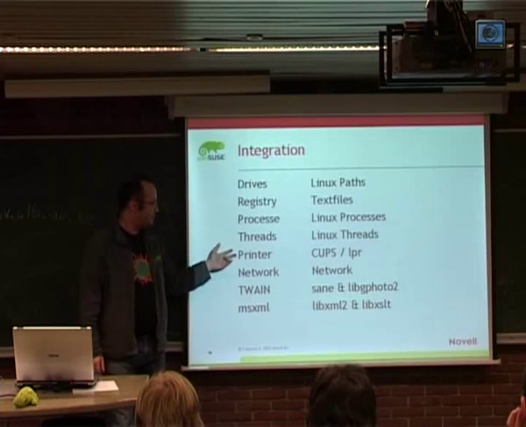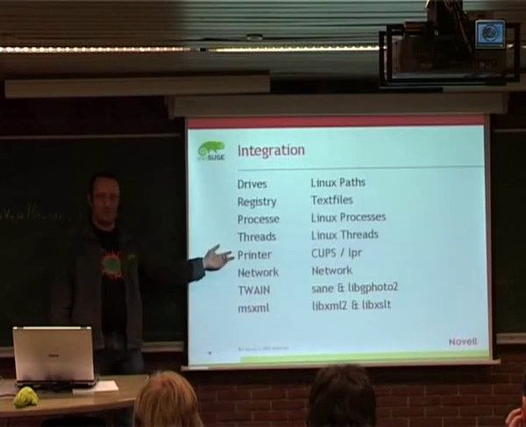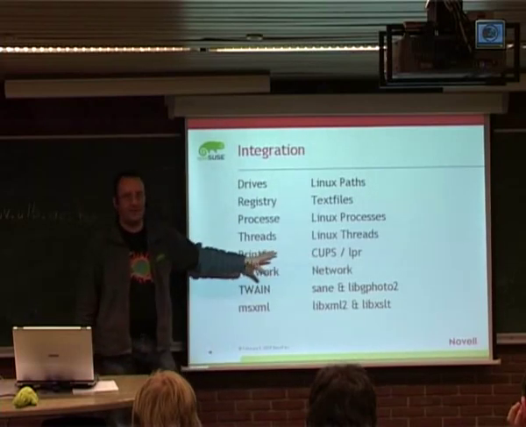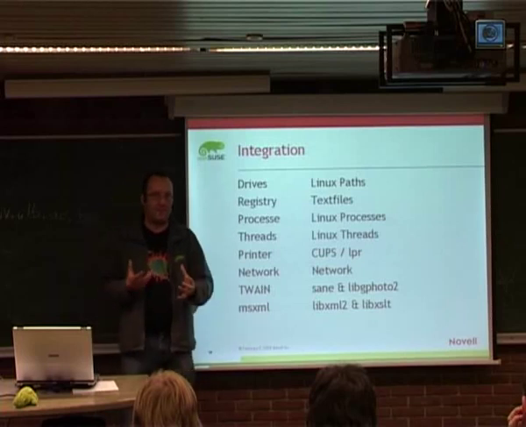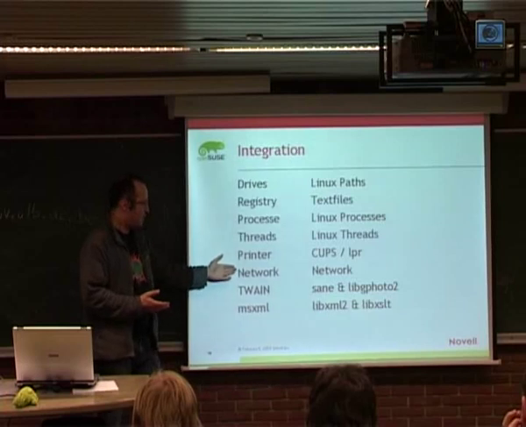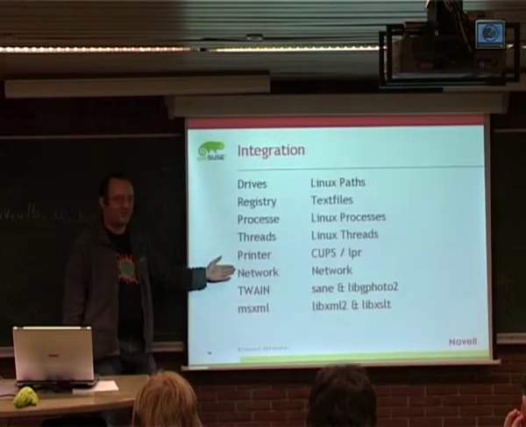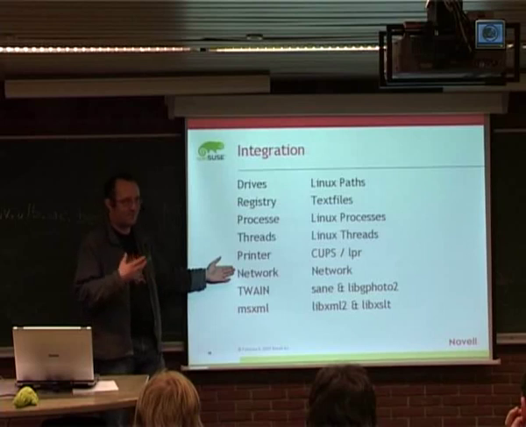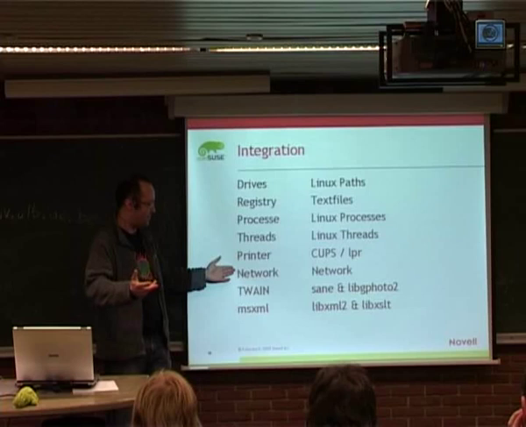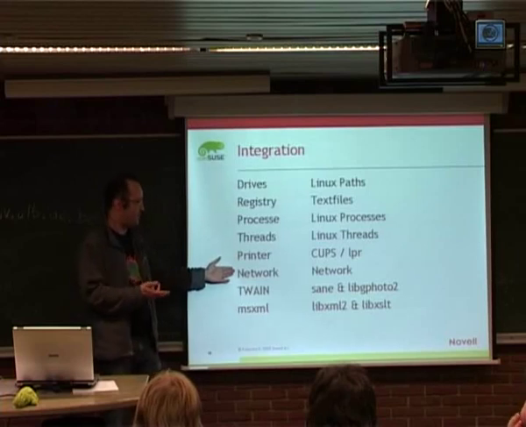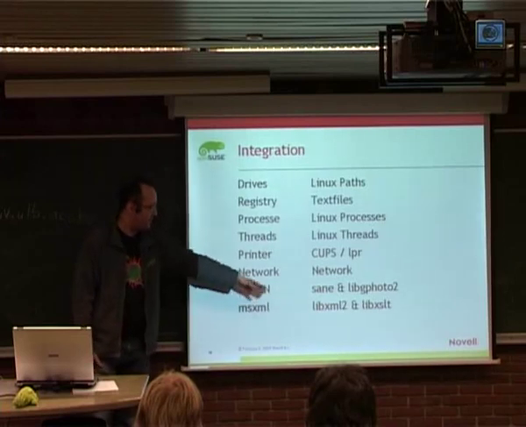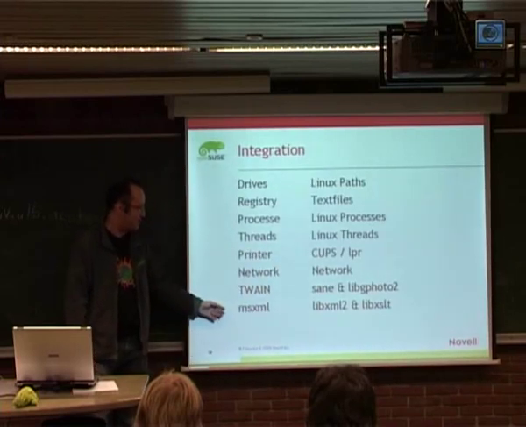Printing, we have a generic PostScript driver written, which uses CUPS and LPR to get PPD, the printer description files, and then output PostScript to just the Unix print system. Networking, fortunately, Microsoft had the BSD networking as example, and mostly followed that methodology, so it was pretty easy to implement. Twain for scanners and cameras, we mapped to the Linux libraries SANE and gPhoto.